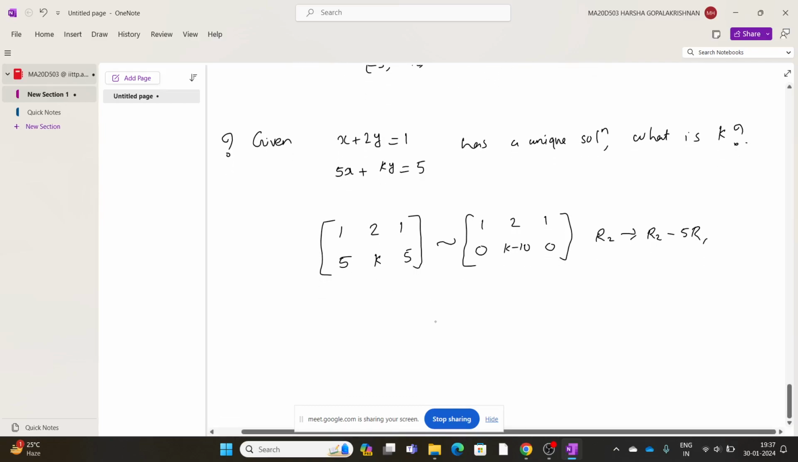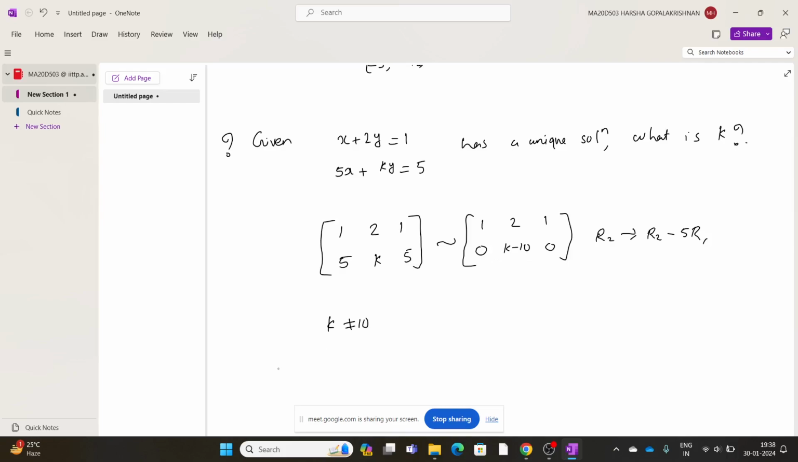So what can be the value of k? k is not equal to 10. Only then will we get 2 non-zero rows, which is the same as 2 unknowns. But if k equal to 10, we will get an infinite number of solutions.